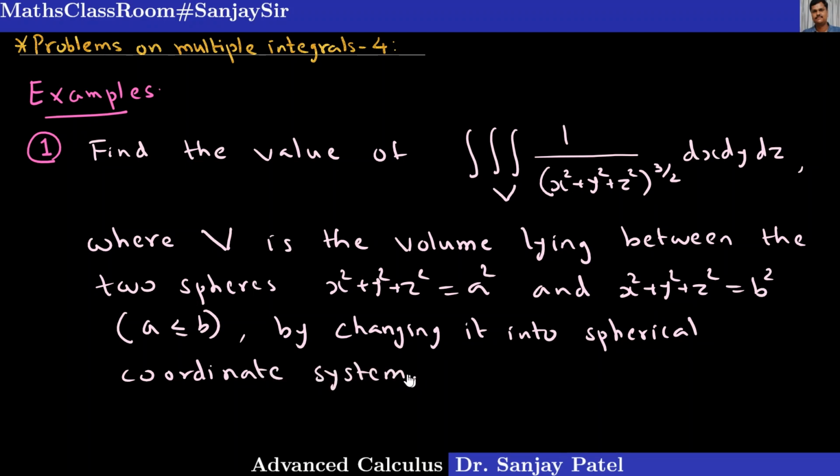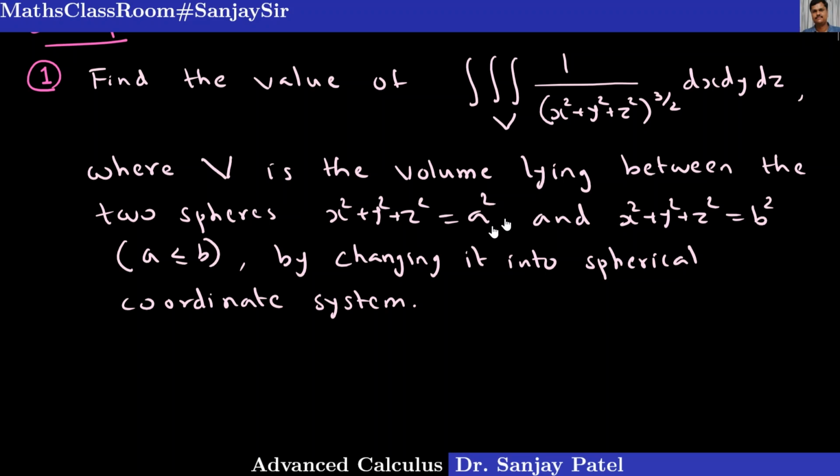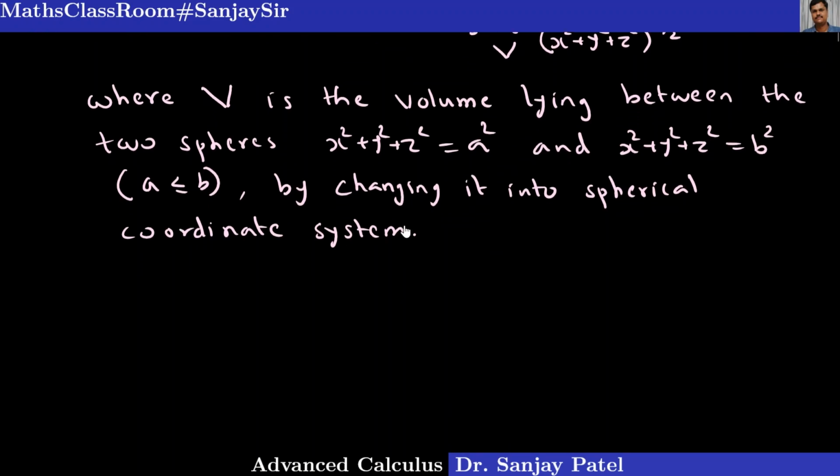So you want to find the value of this triple integral where the volume is the region between the two spheres. x square plus y square plus z square is equal to a square is a sphere with center 0, 0, 0 and radius a. So let us solve this. First of all, we'll try to draw the figure, and remember that the radii of the two spheres are a and b respectively, and the center is the same, so they are concentric spheres.